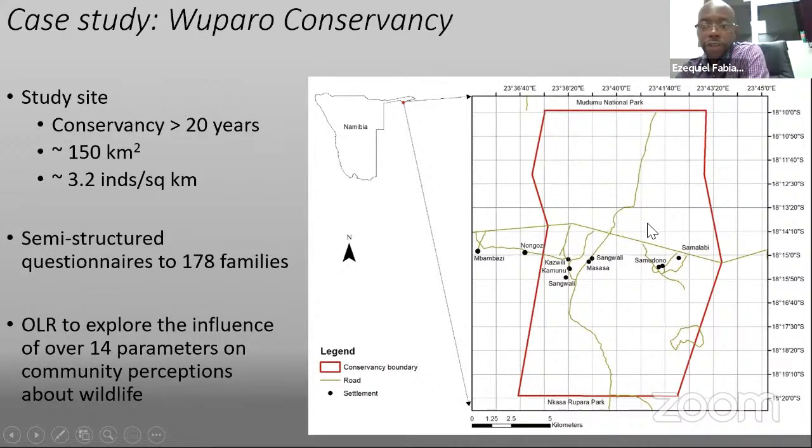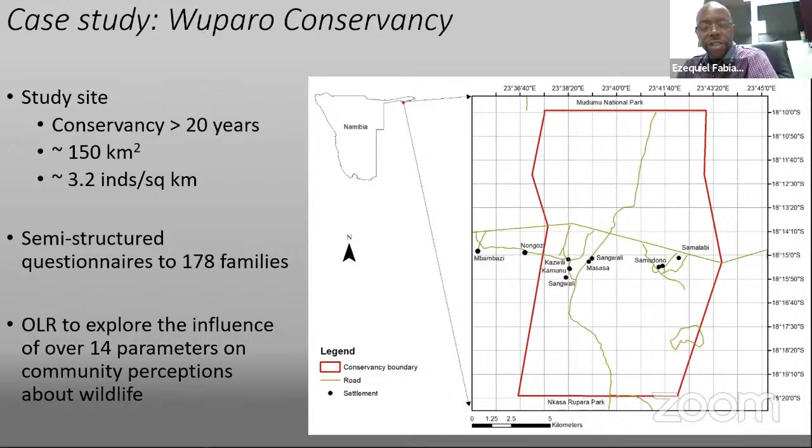Both parks have a wide range of species, and the conservancies don't have fences, and equally the national parks don't. So there is free movement of wildlife from the conservancy to the parks, which is one of the premises of community-based natural resource management, because this movement of wildlife creates a basis for tourism, trophy hunting and conservation hunting in conservancies.